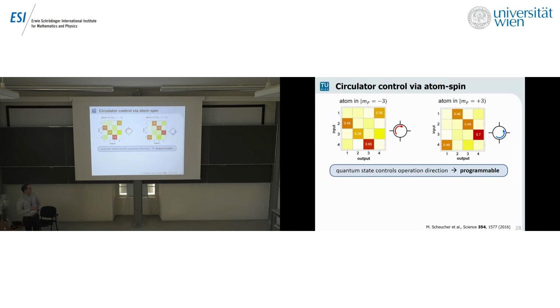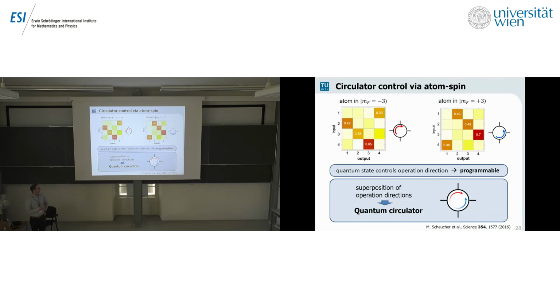So this gives us also the possibility to control the operation direction of our circulator by a quantum state and make it thereby programmable. Furthermore, we can also create some kind of superposition between these two operation directions and create some quantum circulator, which can play an active part in some quantum information processing. Good.